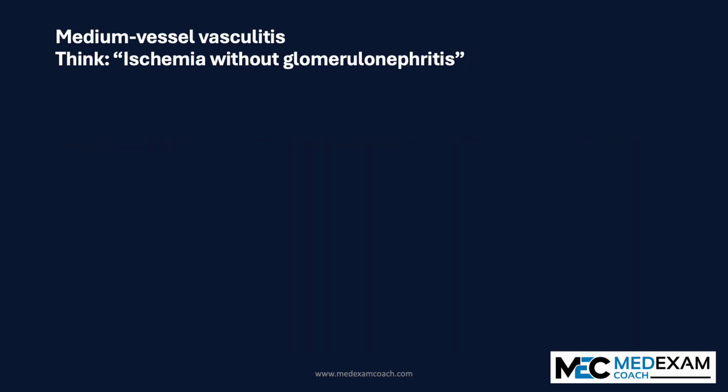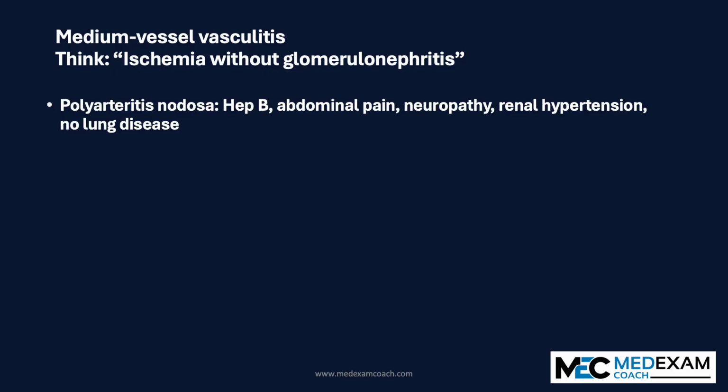Medium vessel vasculitis, think of ischemia without glomerulonephritis, and the classic one is polyarteritis nodosa, also known as PAN. Patients have prior hepatitis B, abdominal pain, neuropathy such as a foot drop or an arm drop, and hypertensive renal disease. The key thing here is that there's no lung disease in polyarteritis nodosa.